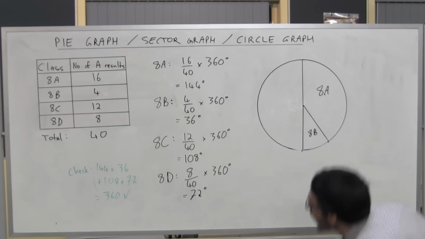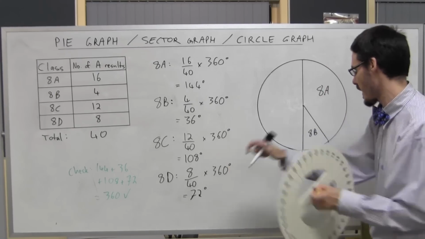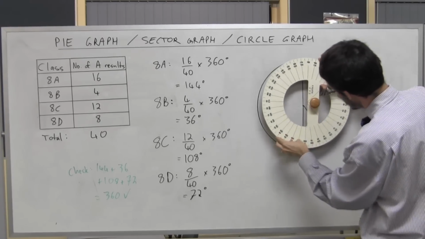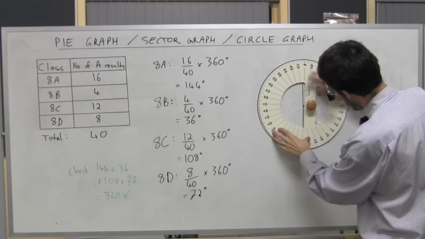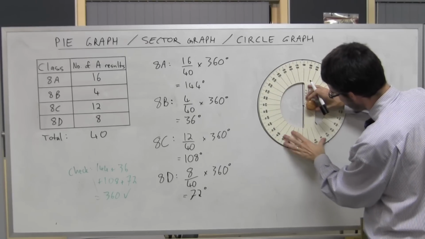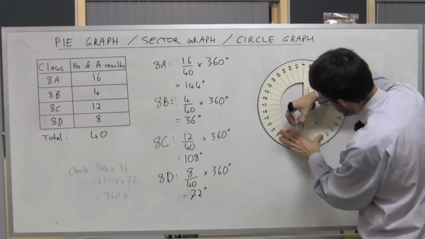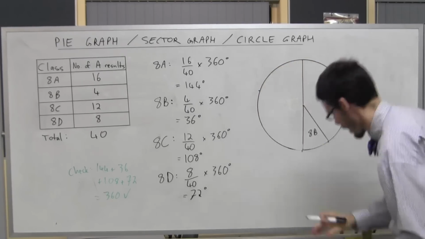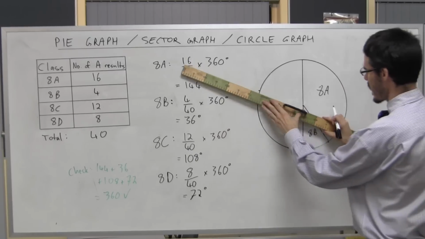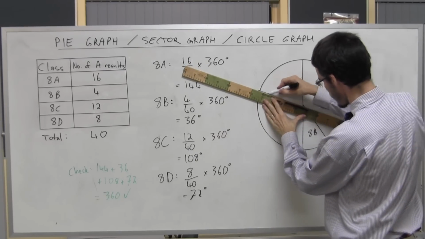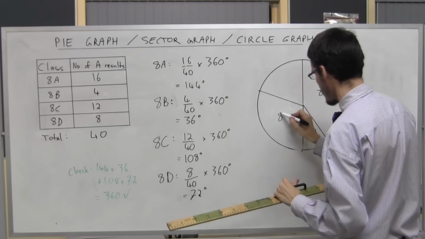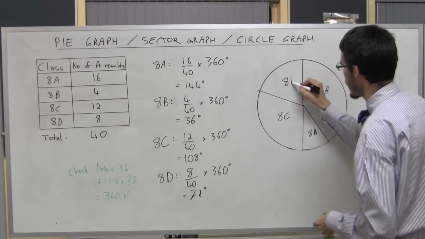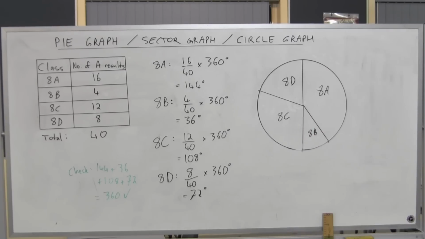Okay, 8C's sector is 108 degrees. Again, rotate your protractor so that the zero is in line with the line you just drew, and I'm going to 108 degrees. There. So you go out to there, 8C.